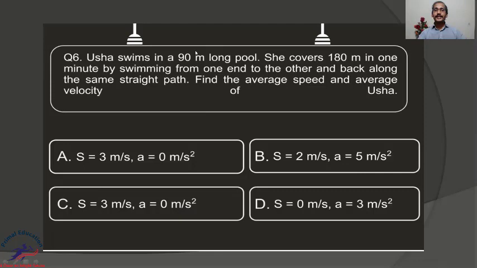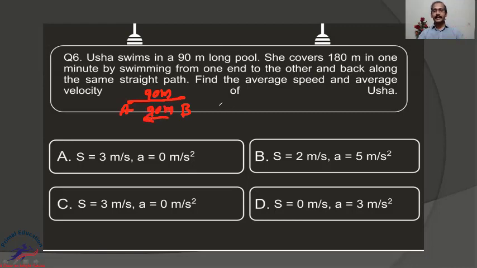Now, in this type of question, immediately draw a diagram along with the question. Usha swims the 90 meter long pool from point A to point B. This is 90 meters. Then she came from B to A, which makes 180 meters in total, one end to the other end. She came back along the same straight path, so again she covered 90 meters.